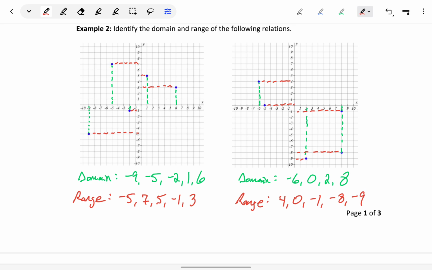Again, this is the first step on this path towards building up what we mean by functions. Just identifying the x values and the y values that exist in that relation.